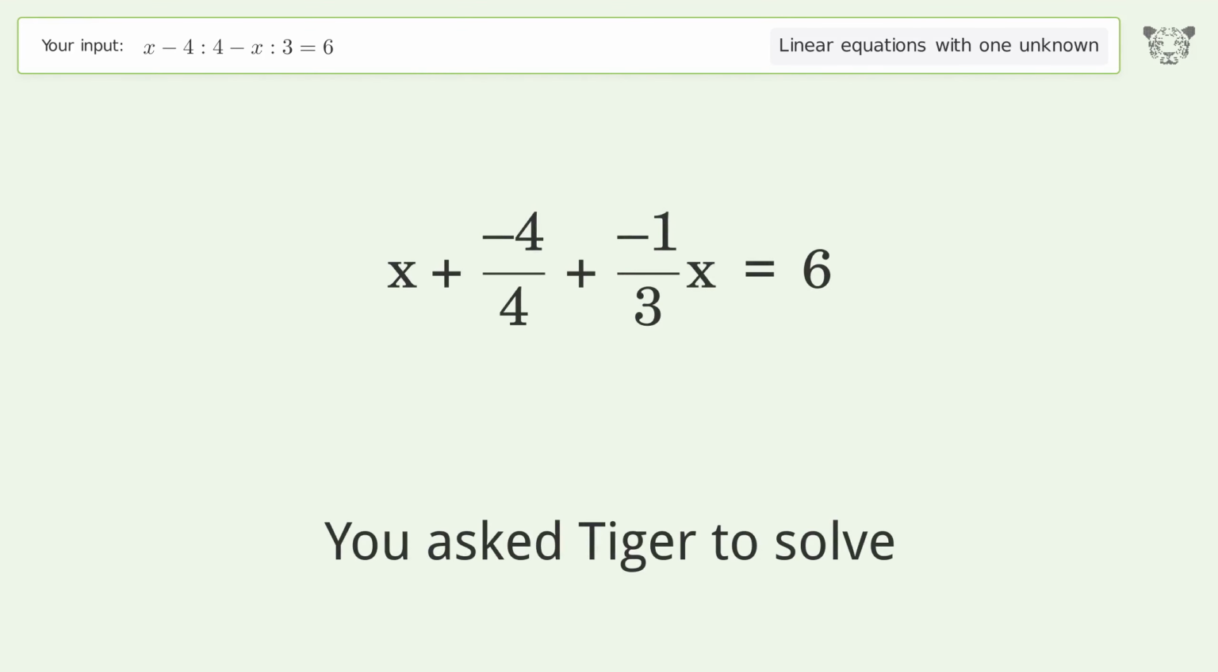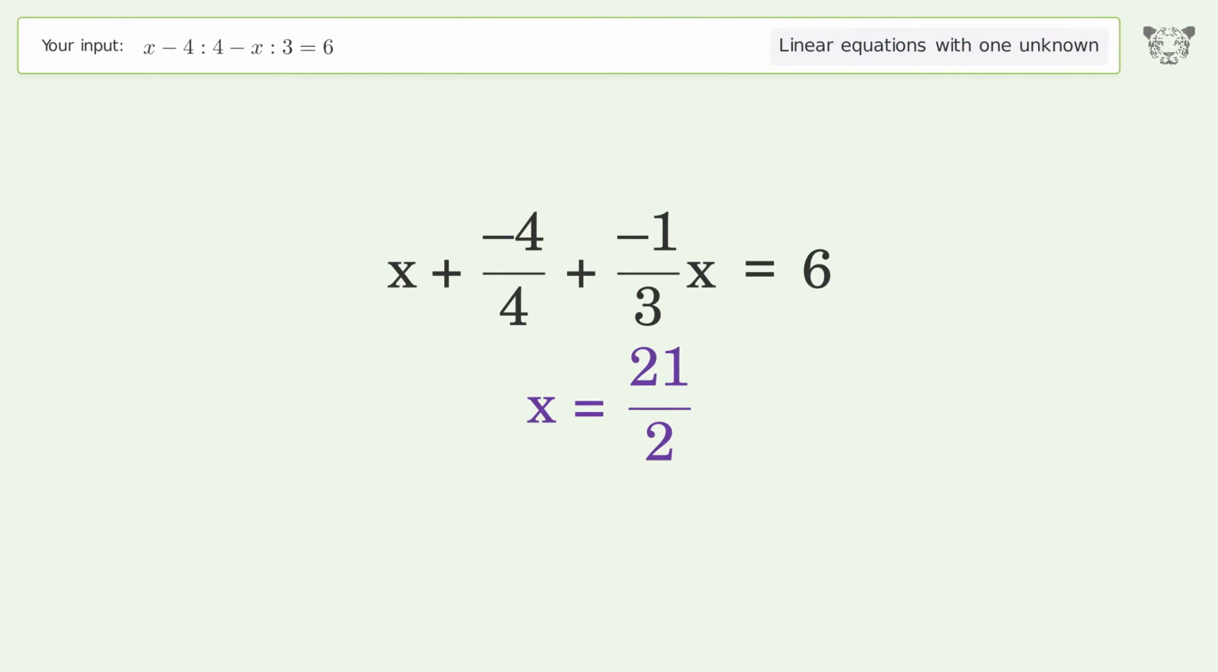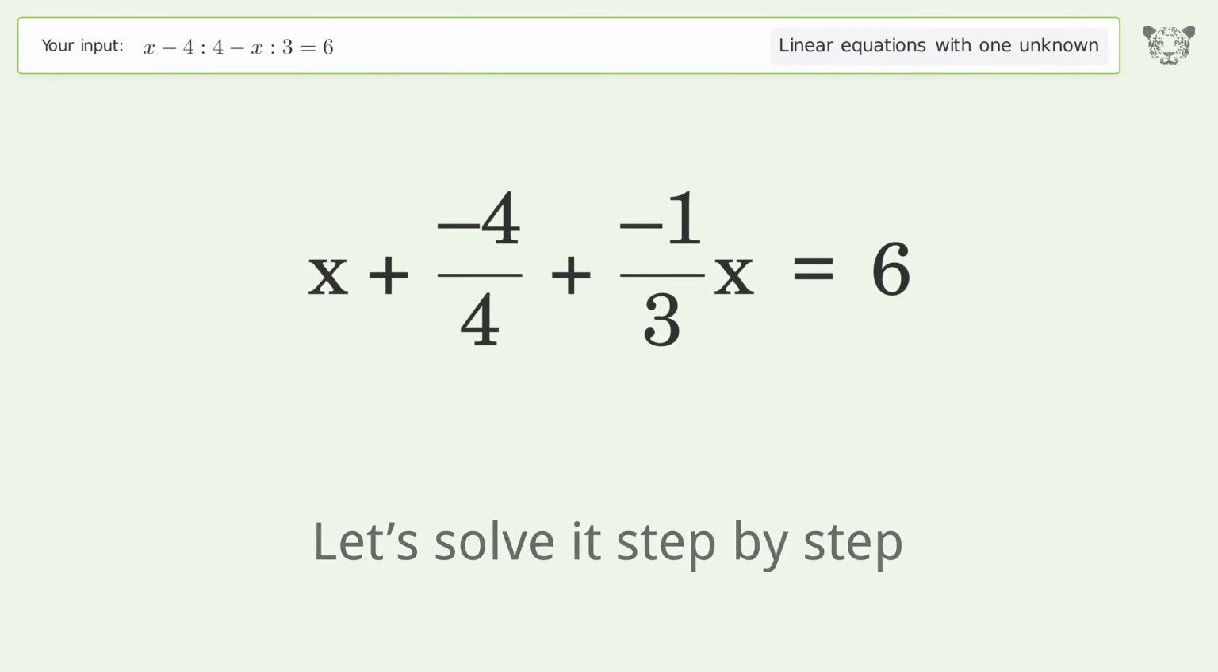You ask Tiger to solve. This deals with linear equations with one unknown. The final result is x equals 21/2. Let's solve it step by step.